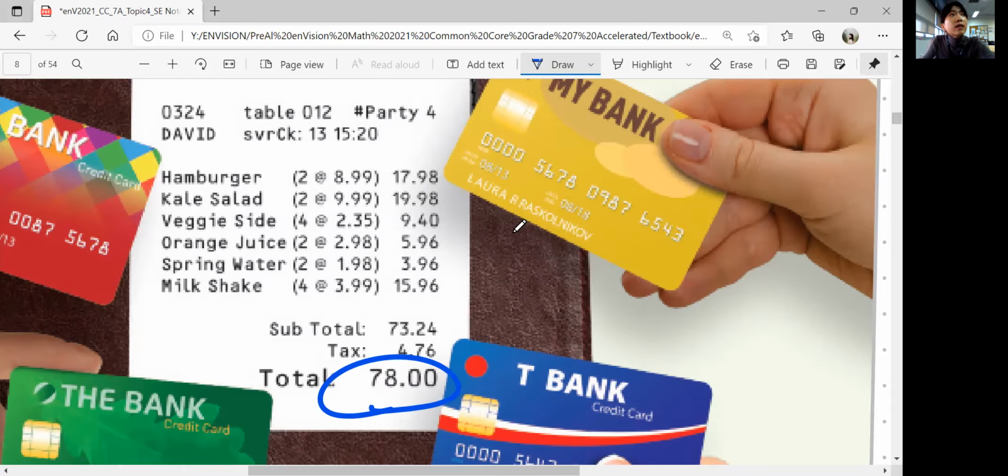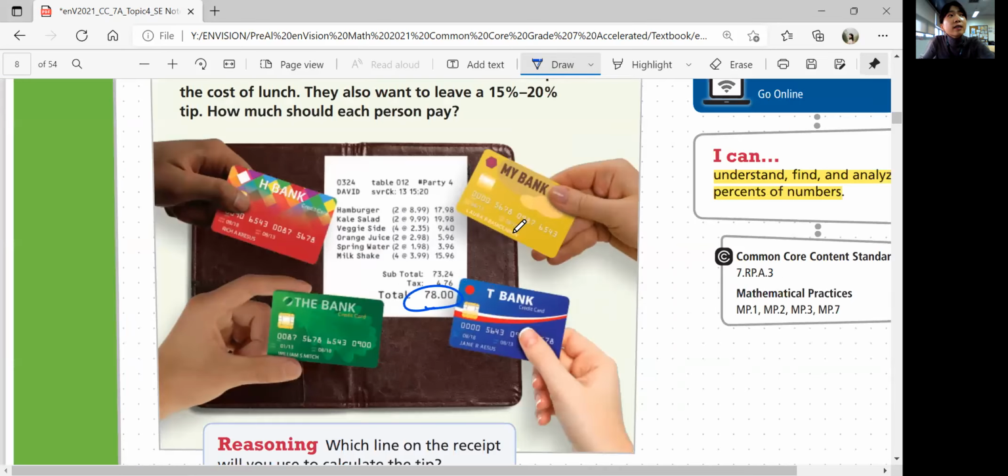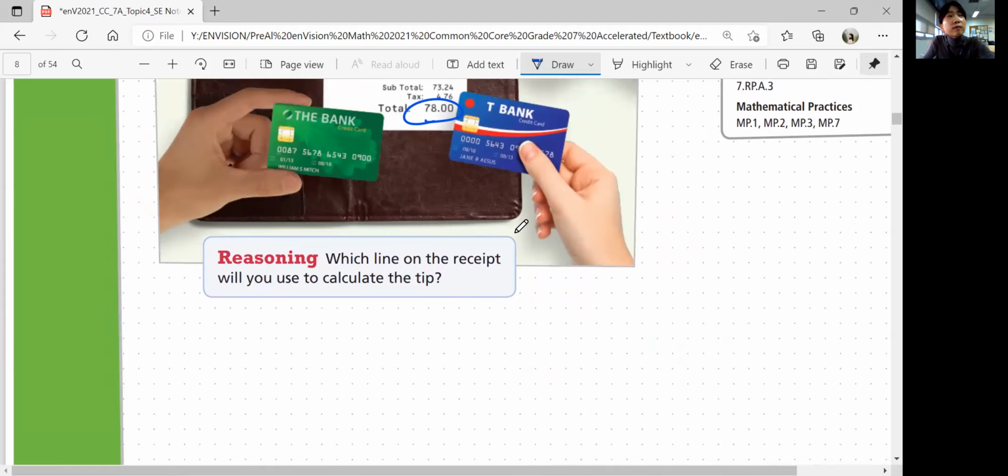So if they tip 15% of the 78, you would get blank, right? And then if they tip 20%, you will get blank. But they're thinking of tipping 15 to 20%. So you want the minimum tip and the maximum tip. So which line of the receipt will you use to calculate the tip?